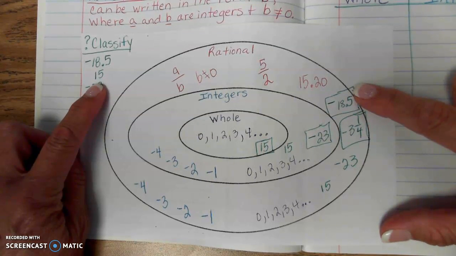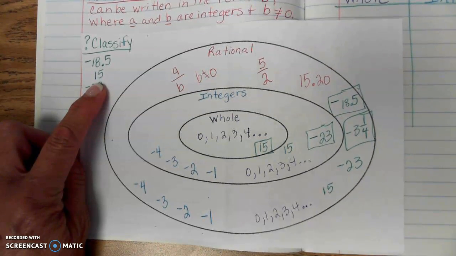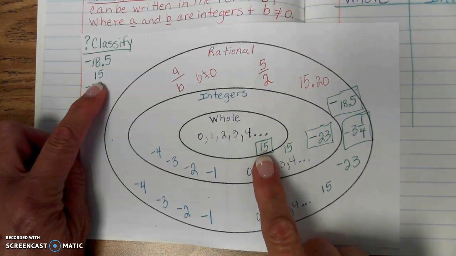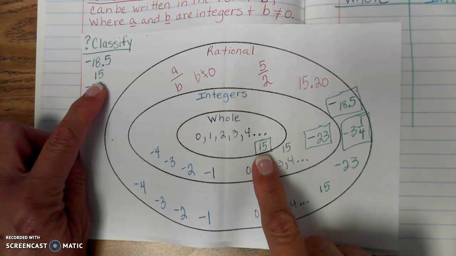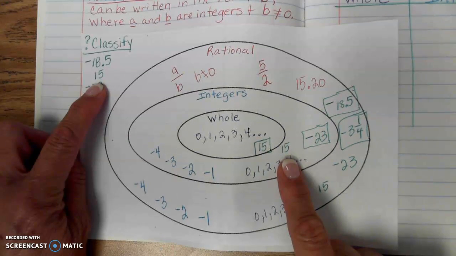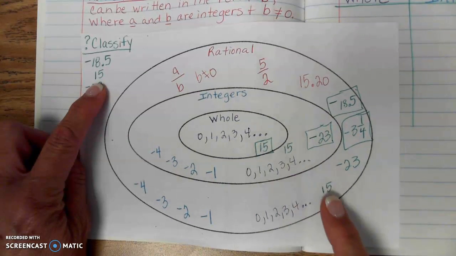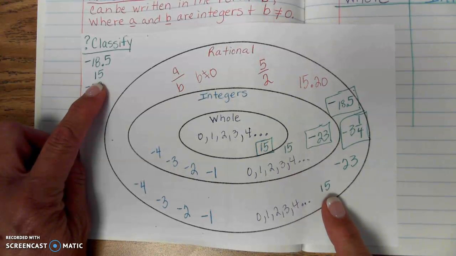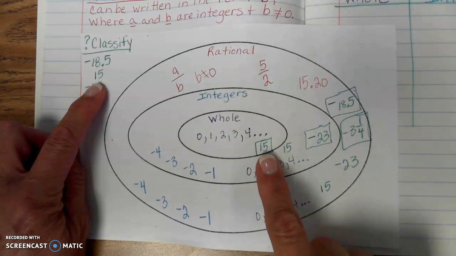The next one is 15. I see 15 in all 3. We know 15 is a whole number, so it's in the inner circle. It's also an integer, and it's also a rational number. So 15 fits in all 3 categories, but most specifically in whole numbers.